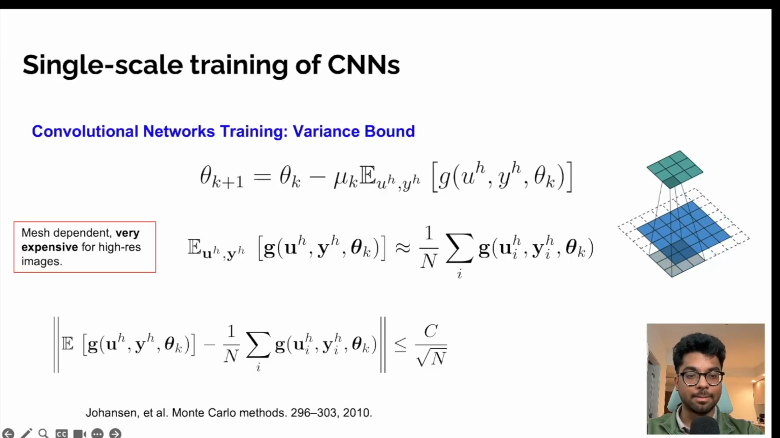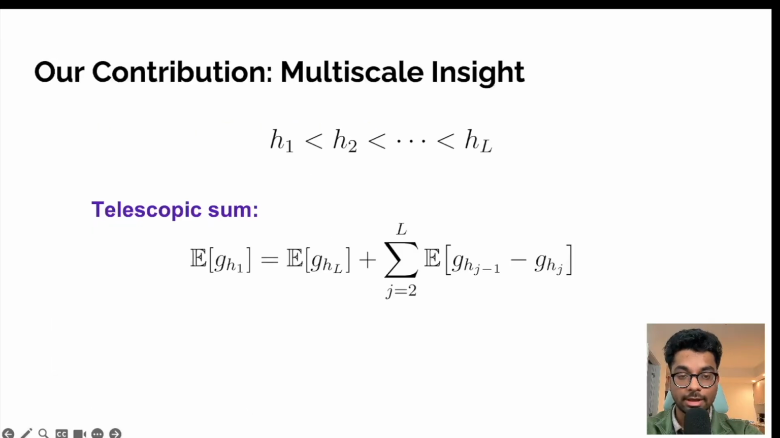For example, doubling the image resolution in 2D quadruples the number of pixels, which means 4 times the convolution cost. And because the memory is limited, we are forced to train using small batches, which might make the training noisy and slow. So in this work, we pose the question, can we reduce the number of fine resolution gradient evaluations during our training? So here's the key insight.